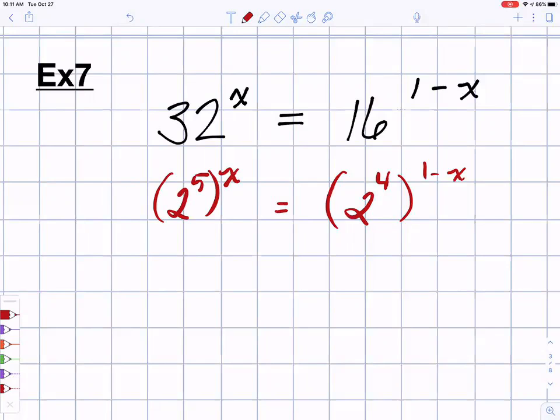Okay, so now what rule are we using? Yeah, raise a power to a power, we multiply our powers. So let's multiply the first pair of powers, and that's going to be 2 to the 5x. Okay, and on the other side we have 2.